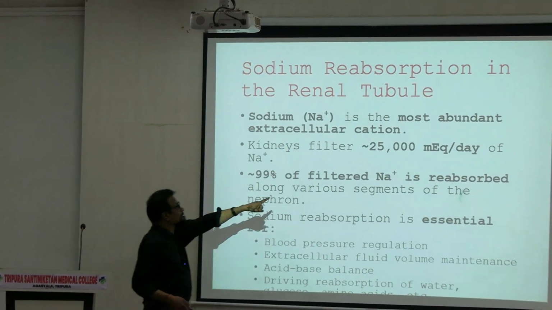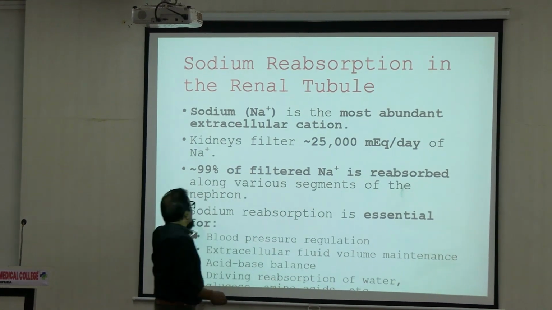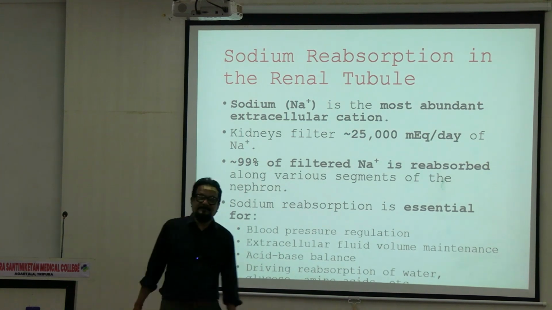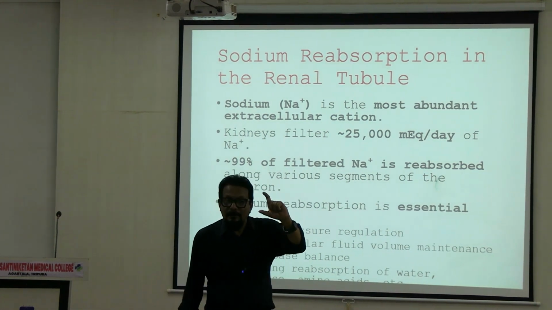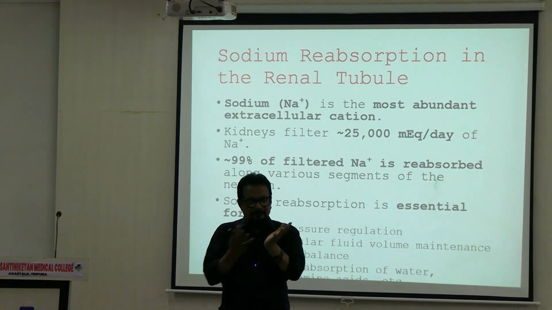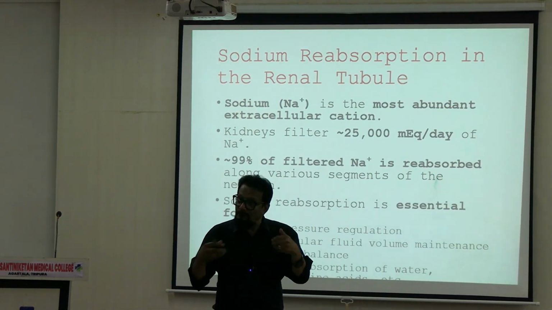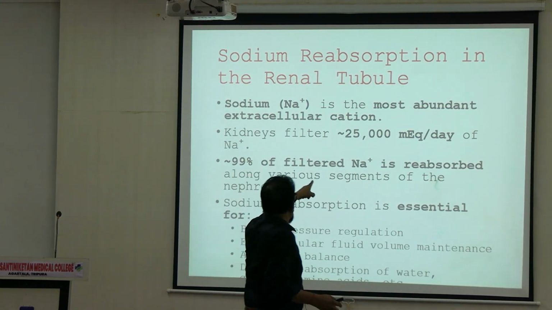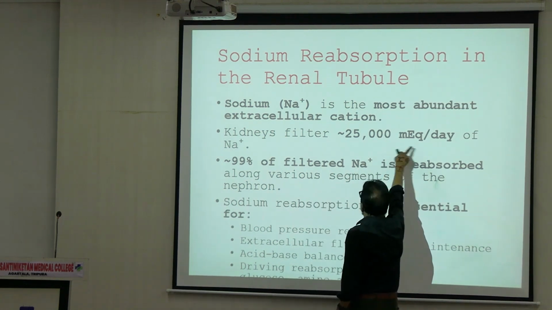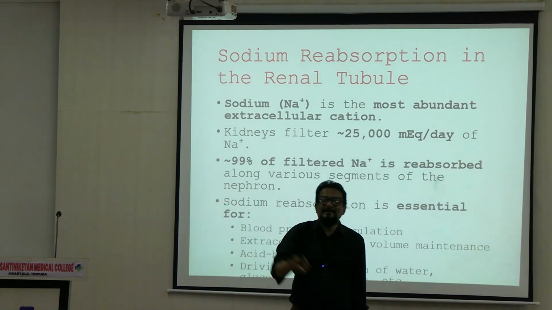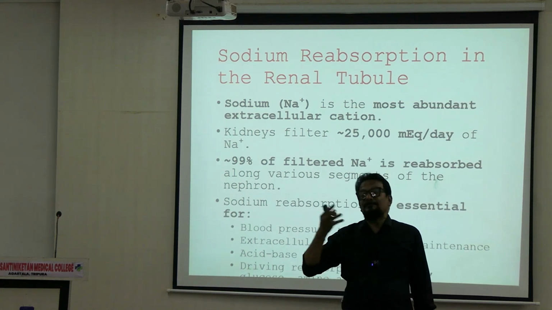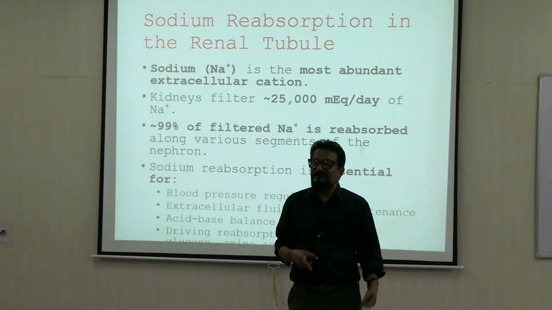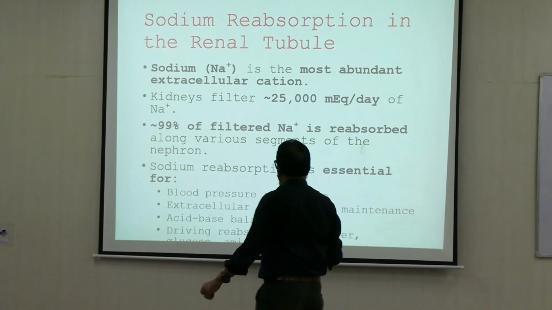So 99% of the filtered sodium is reabsorbed along the various segments of the nephron, and out of this 65 to 70% is absorbed in the proximal convoluted tubule. What is the amount? This X amount is the filtered amount. So it is nearly 25,000 per day that is filtered, and out of this 99% we reabsorb.